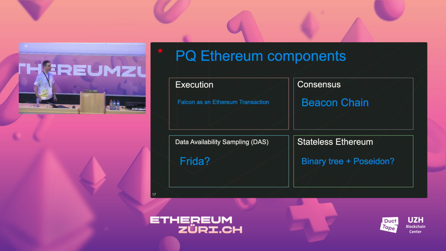So probably what is going to happen is we skip Verkle tree and we go directly to something called binary tree plus Poseidon. But again, in Ethereum, the governance is, well, not an easy thing, so we'll see what is going to happen.